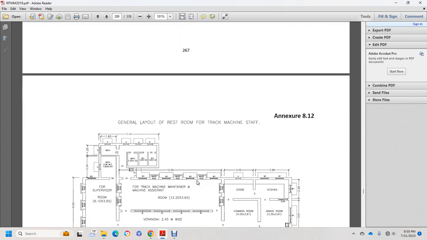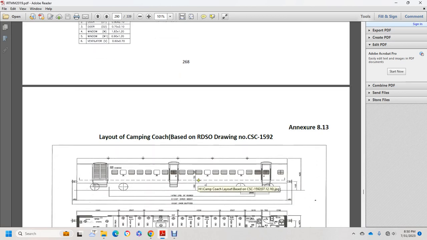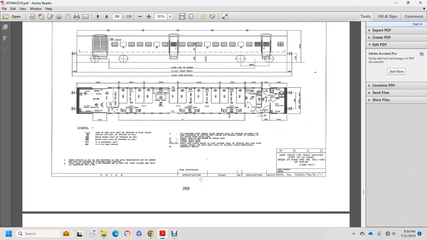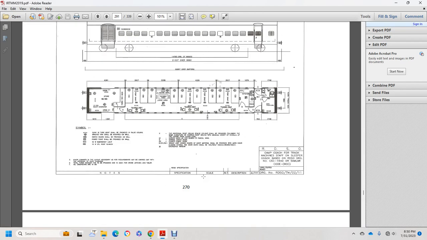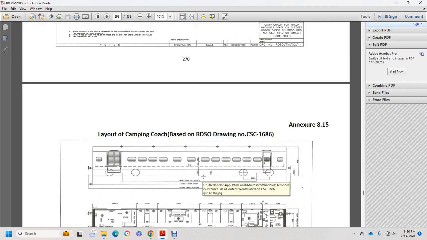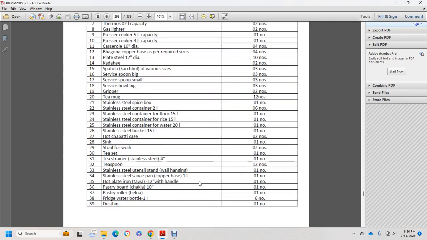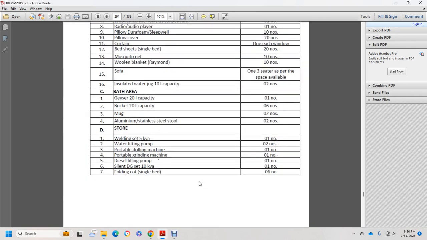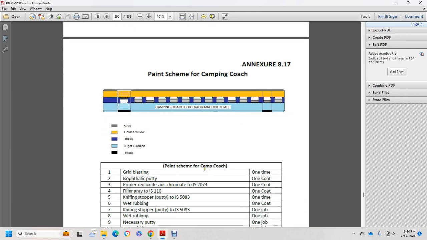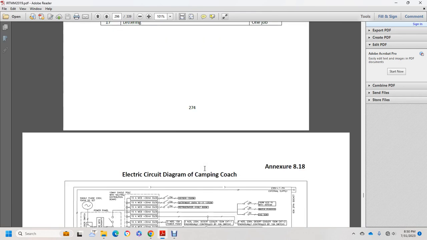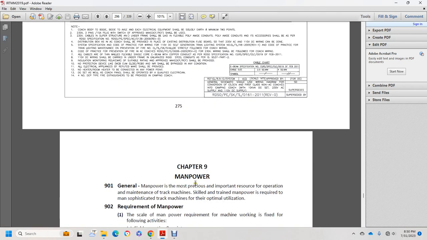General layout of restroom for the track machine staff. Layout of camp coach based on the research design standard number ESC 1592. Layout of camp coach based on the research drawing number CS 1640. 6CS 1686. Amenities provided in camping coaches. Paint scheme, camping coach for track machine staff. Electrical circuit diagram, camping coach. Chapter 9, manpower.